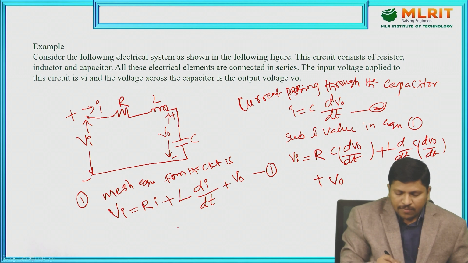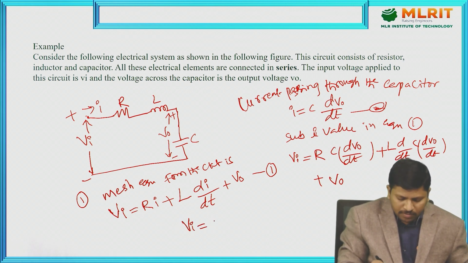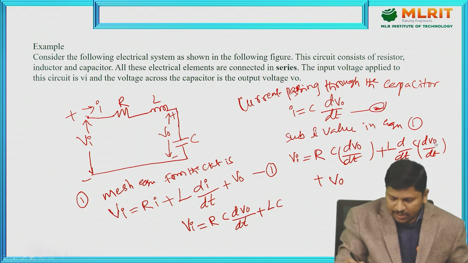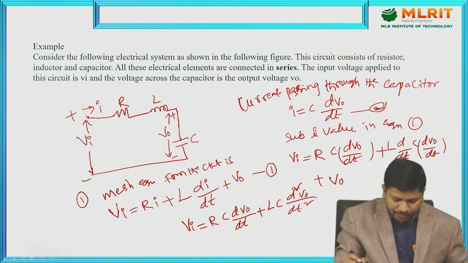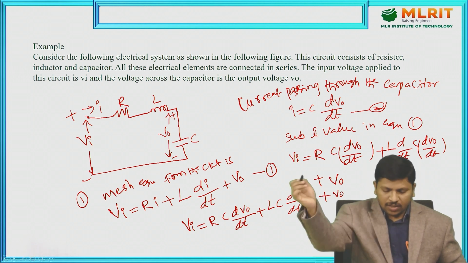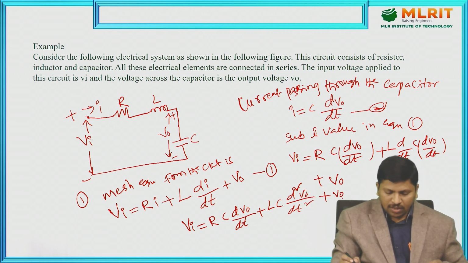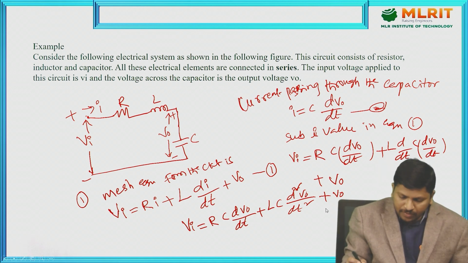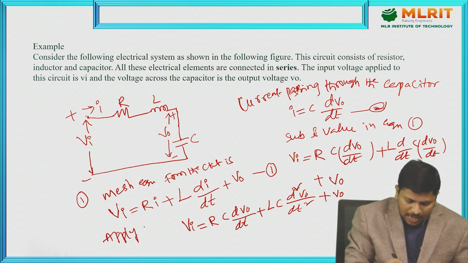From that, finally we got Vi equals R into C dV0 by dt, plus L into C d square V0 by dt square, plus V0. This is the equation. Next, just observe, here apply the Laplace transform.